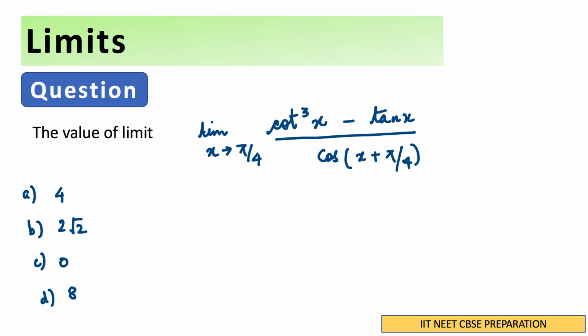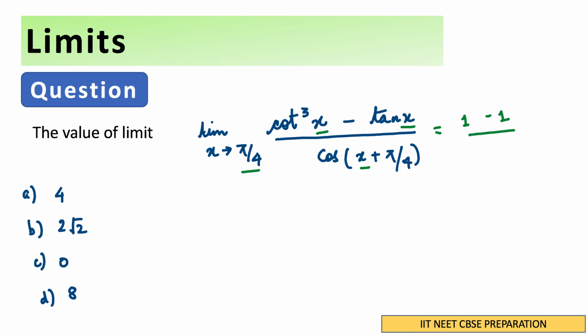So the first step, as we have already seen, is to substitute the limit. Put x equal to pi by 4 in the numerator and the denominator. So cot cube x becomes cot pi by 4 whole cube. Cot pi by 4 is 1, so 1 cube is 1, minus tan pi by 4. Tan pi by 4 is also 1, so 1 minus 1.